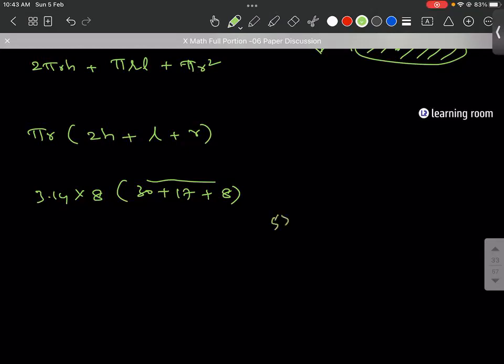So it is 55 into 8 into 3.14. So how much will be the answer? 3.14 into 440. I got 1381.6 centimeters. Okay. So 55 into 8 into 3.14. Yeah, 1381.6 seems to be the right answer. That's the one. So yeah, make a note of this.